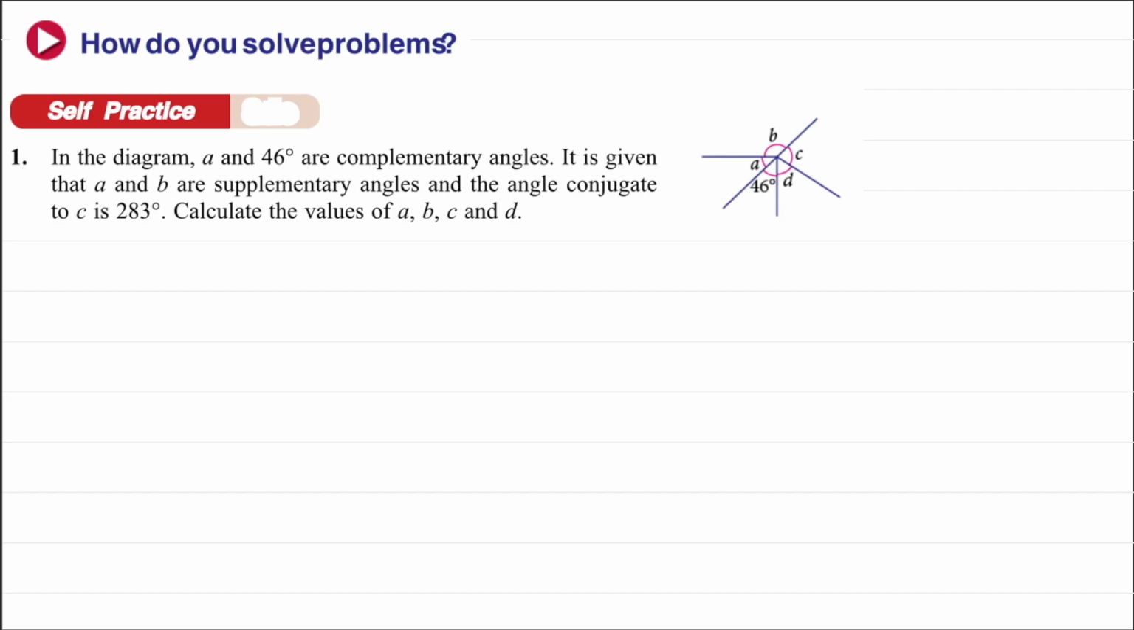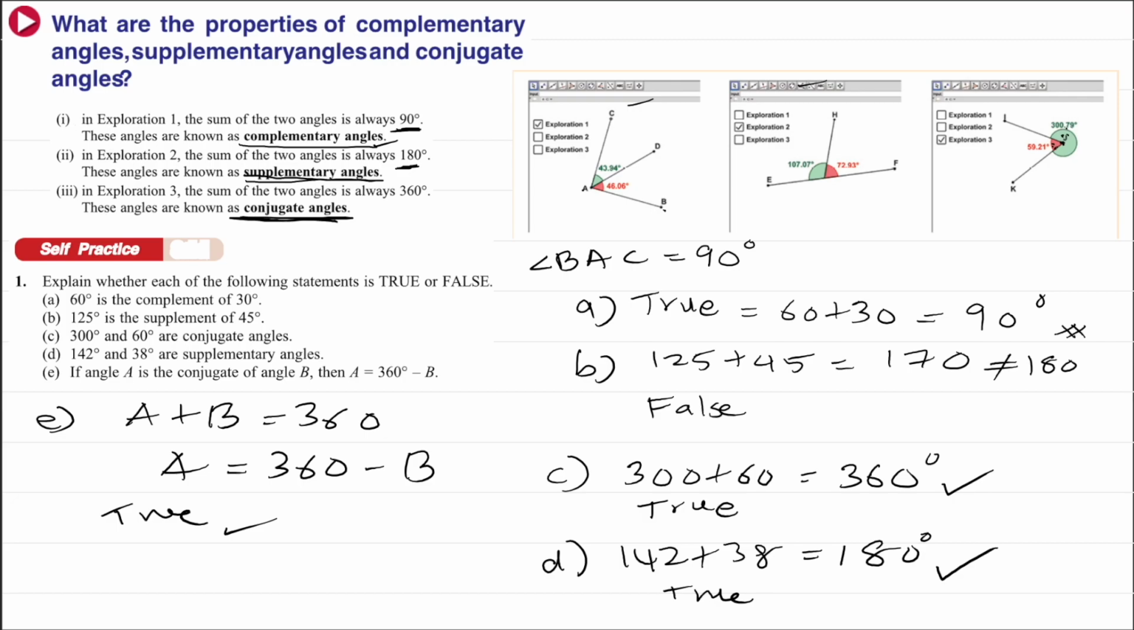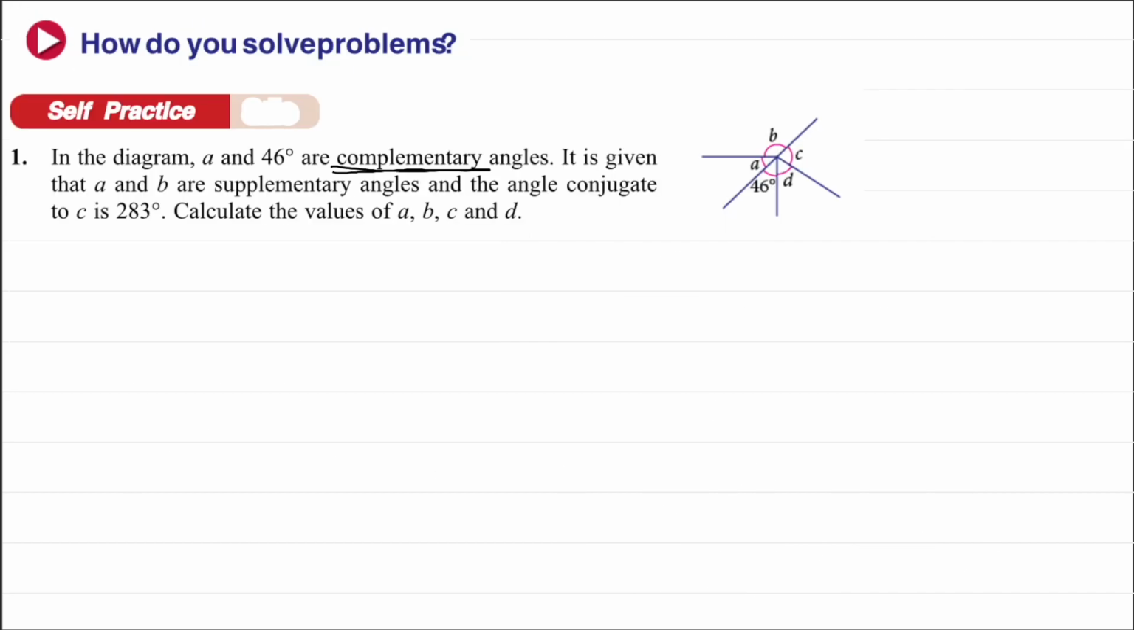Okay, tengok contoh. In the diagram, A dan 46 adalah complementary angle. Apakah itu complementary angle? Tengok balik contoh. Dia kata kat situ, complementary angle adalah bila ada dua angle tersebut tambah together, you akan dapat 90. So, A tambah dengan 46 akan dapat 90 darjah. Kenapa 90? Sebab complementary. Complement memang hasil tambah dua sudut adalah 90. So, how to find A? Tolak je lah. 90 tolak 46. Yang akan dapat 44 degree. So, this is A.